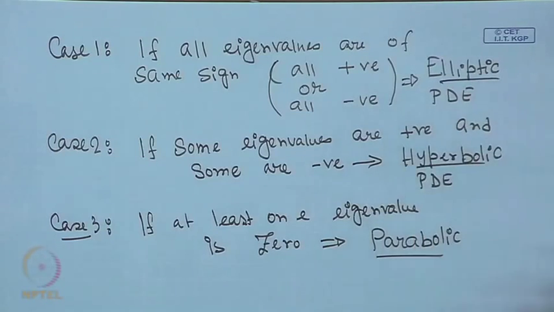So, that way we can classify the different partial differential equations. The idea is we formulate the matrix considering the coefficients of the second order terms and evaluate the eigenvalues of the matrix. If the eigenvalues are of the same sign, we will be dealing with elliptic partial differential equations. If eigenvalues are of mixed sign, that means some of them are positive, some of them are negative, then it is called a hyperbolic partial differential equation. If at least one eigenvalue is 0, then we will be dealing with a parabolic partial differential equation. So, we will take up some of the examples.